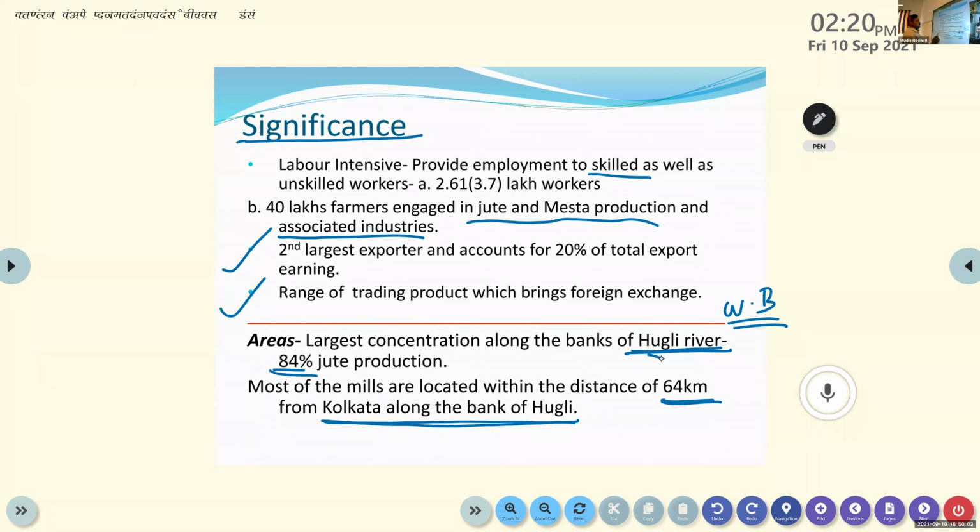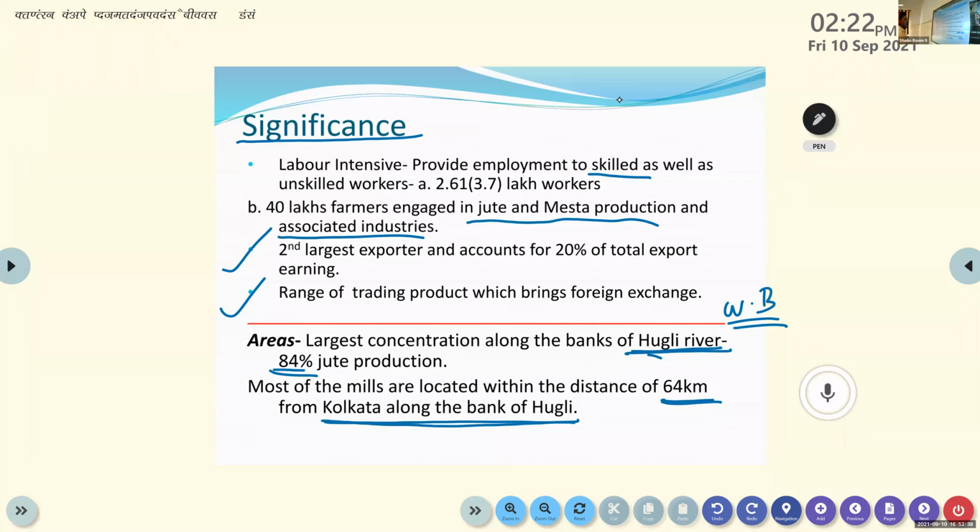So please write down all these points, all of you. Participated in industry, and the importance of the industry, all things are mentioned here. So please make a note of all these things.